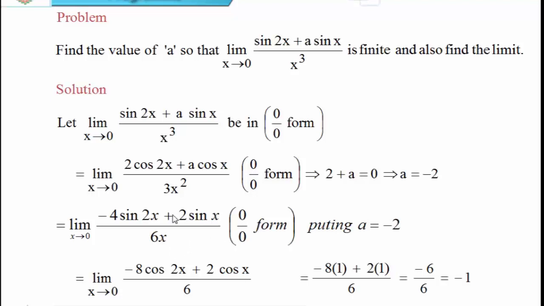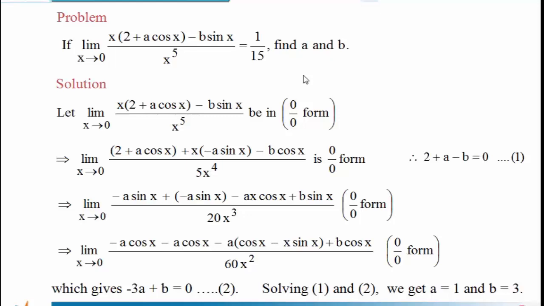Again check the form: sin 0 is 0, x is 0, so we are getting 0 by 0 form. Again apply L'Hospital rule to this function. Take the derivative of the numerator, that will be this, take the derivative of the denominator, that will be 6 only, and replace x by 0, and again check. So we get a finite value by this type of calculation, so we can find the limit also.